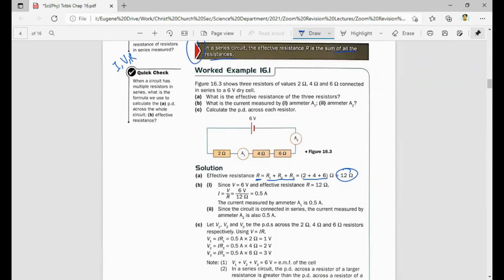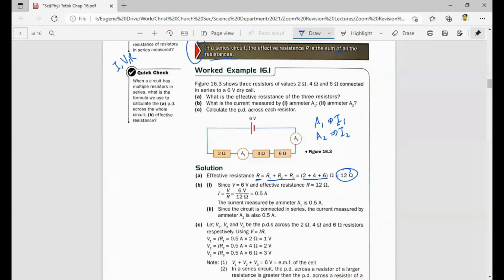Next, what's the current measured by ammeter 1 and ammeter 2? Ammeter 1 will measure current I1, and ammeter 2 will measure current I2. There's no I1 and I2 over here, but I'm just writing this out so you know that A is the instrument, and the thing that you're actually measuring is the current. The symbol should be I. Now, what we know is that the current will all be the same.